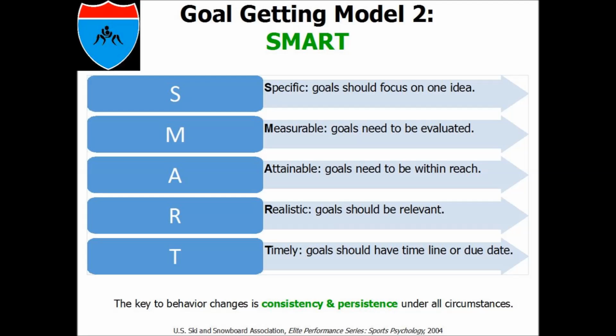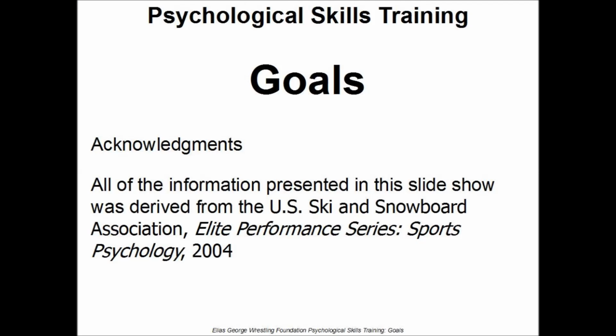So it's important, I just throw that in there at the end, it's important if you use either one of these goal-getting models, number one and number two, understanding consistency and persistence is going to help you attain your goals as well. That's the end of the slideshow, psychological skills training, goals.